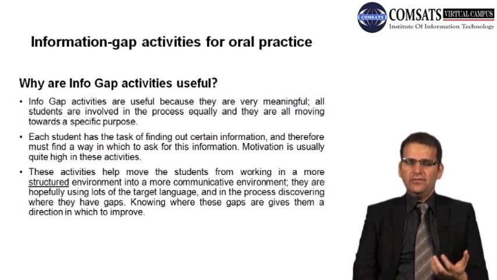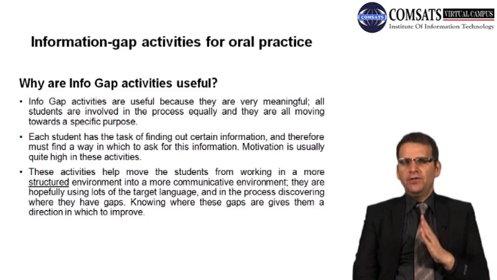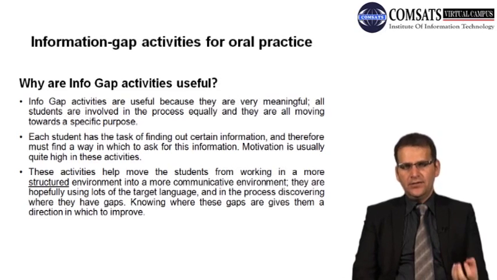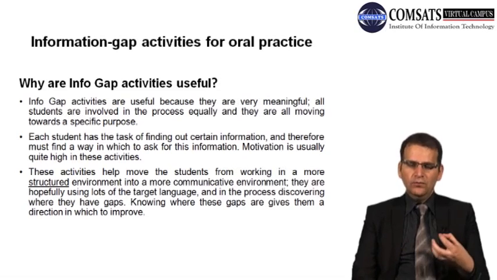The question, in fact, is asked in a simple way, because student B would only reply if the question is clear. If the question is ambiguous, the question is unclear, so a reply may not be possible. So that's why the questions are meaningful and the answers most probably would be meaningful. So all students are involved in the process equally and they are all moving towards a specific purpose.